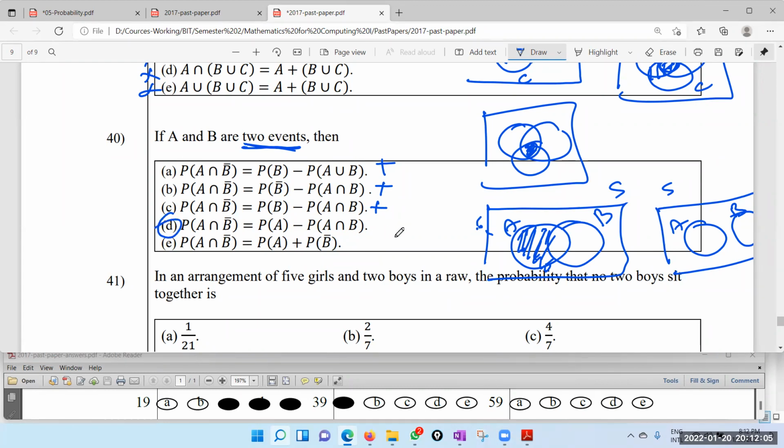This is PA plus PB bar. No, it's not going to work. Right? It's not going to work. So you just have to think about it logically. Think from the sets side as well. If you think from the sets side, many answers come. Right. So the answer is D. Answer is D.